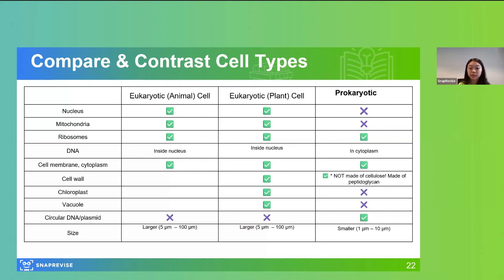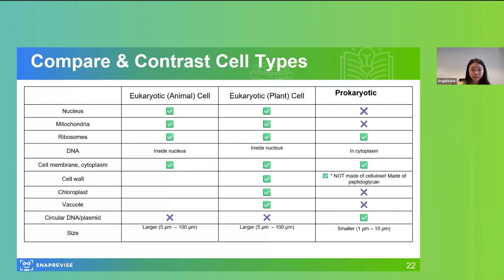Eukaryotic cells, generally, they all have nucleuses. They have nuclei, they have mitochondria, and they have ribosomes. And because they all have nuclei, they have the DNA, which is inside the nucleus. They both have cell membranes and cytoplasms, and they're both relatively on the larger side compared to prokaryotic cells. So they would be about 5 micrometers to 100 micrometers.